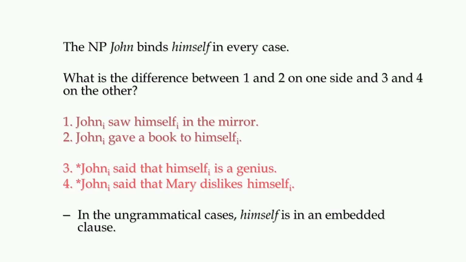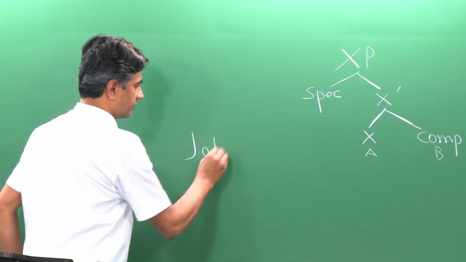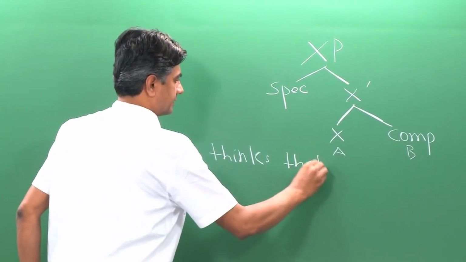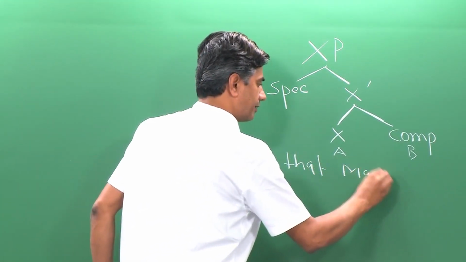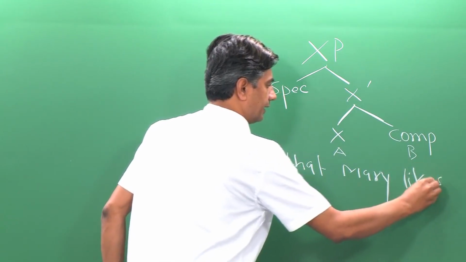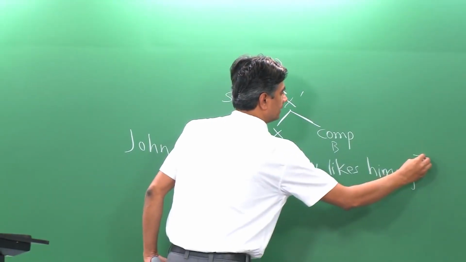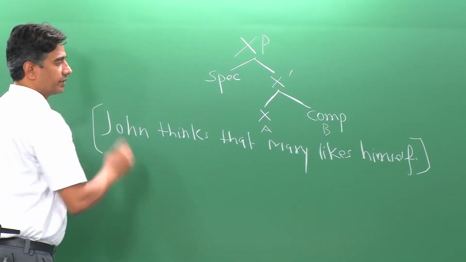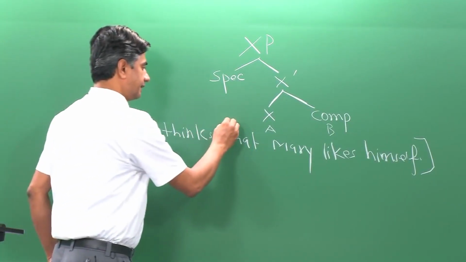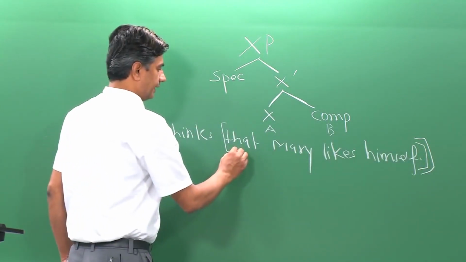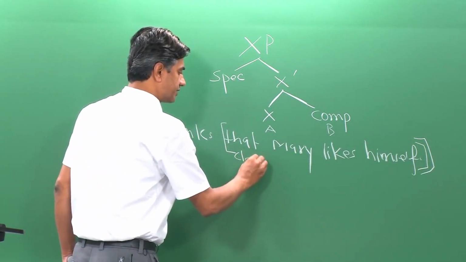So, what we are saying is, a sentence like "John thinks that Mary likes himself." This is a sentence, but within this sentence, "that Mary likes himself" is a clause which is embedded.